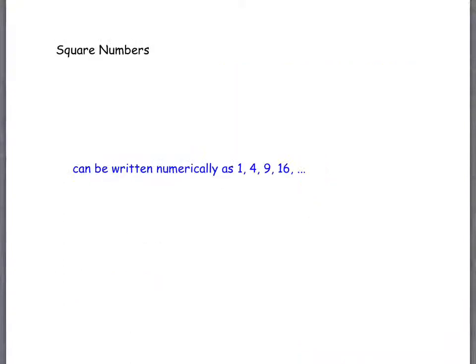All right, let me show you another type of figure number. We're going to do square numbers. So with square numbers, we're going to have a single dot, and then I'm going to have those 4 dots. And then I'm going to have these dots.